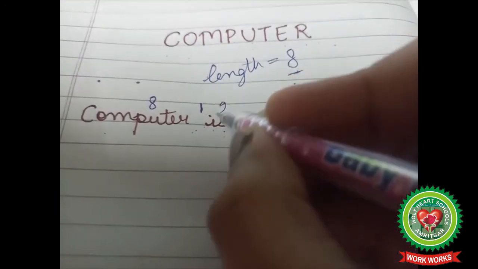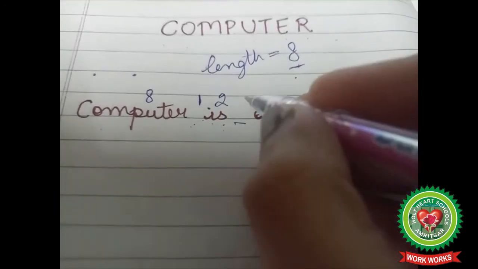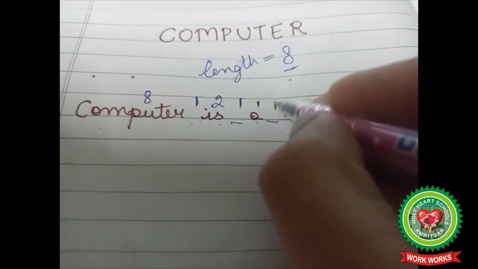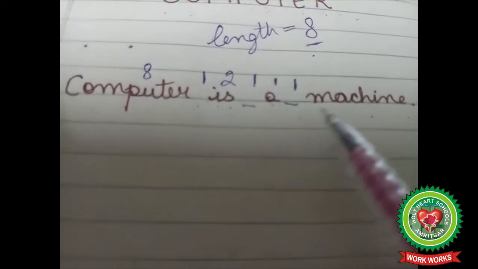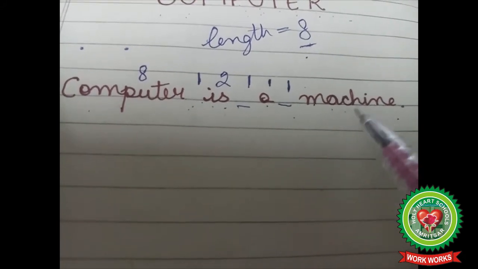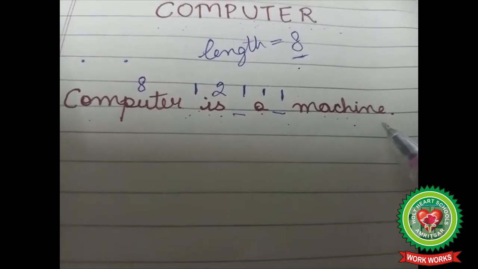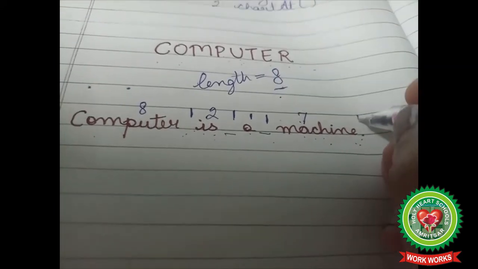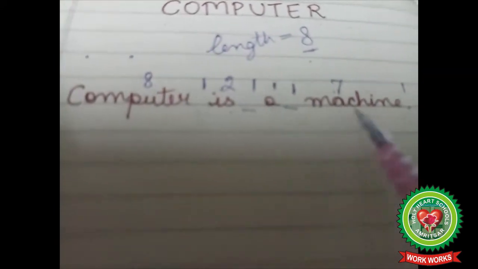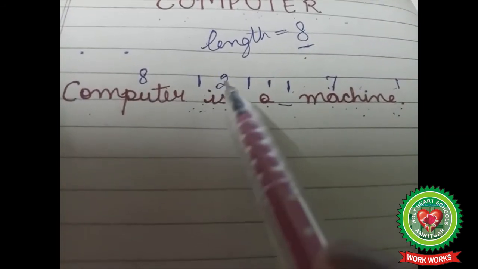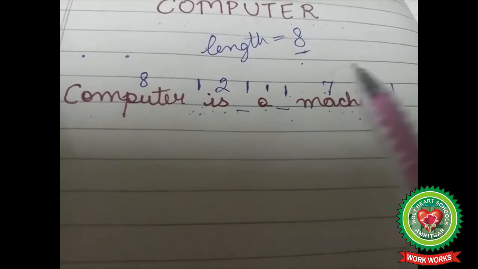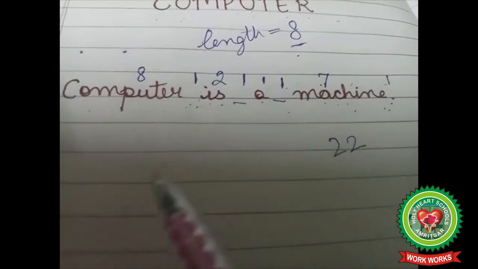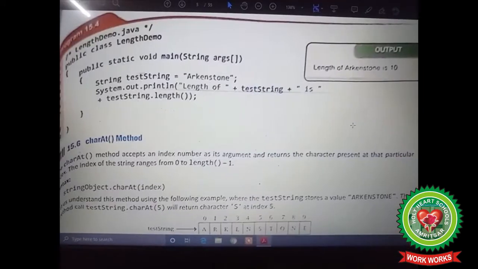Then "is" is two characters. A space, one character. "A", one character. Then a space, one character. Now, the word machine: 1, 2, 3, 4, 5, 6, 7. A total of 7 characters. And at the end, this full stop, one character. So, what will be the length of the string? 8 plus 1 plus 2 plus 1 plus 1 plus 1 plus 7 plus 1, which makes the count 22. So, 22 is the length of the string.